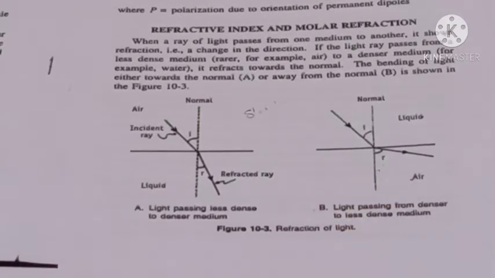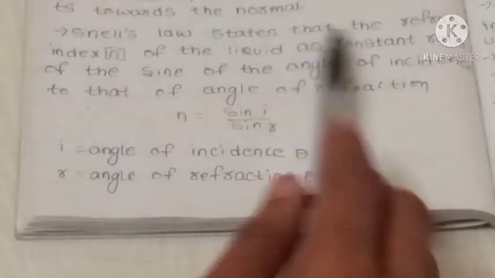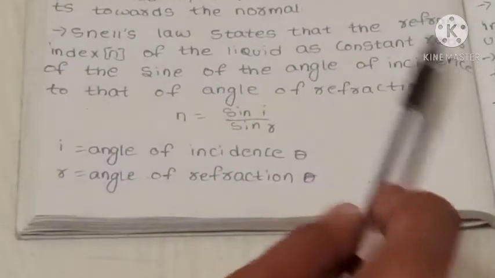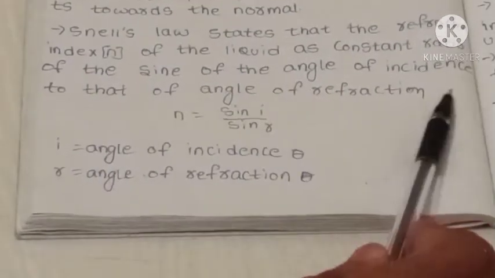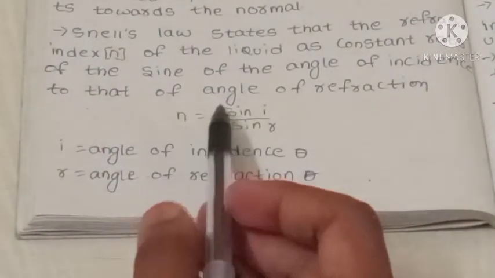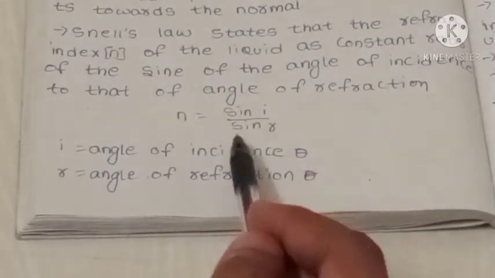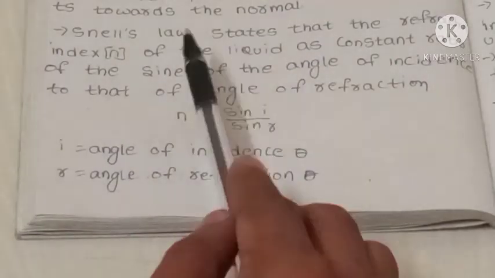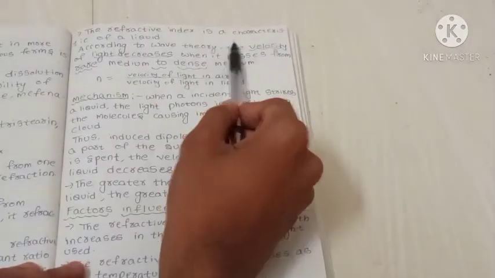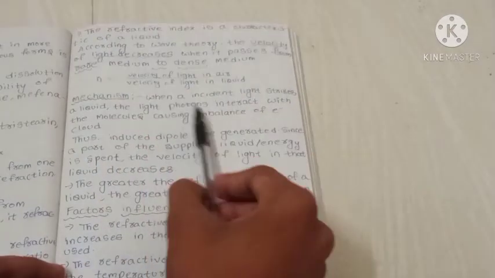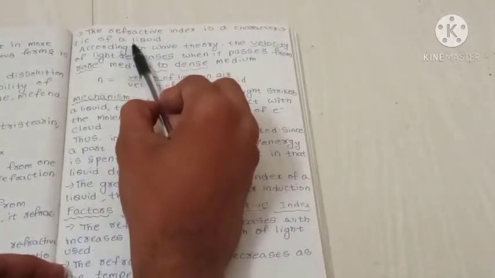Snell's law states that the refractive index of the liquid is a constant ratio of the sine of the angle of incidence to the sine of the angle of refraction. That means according to Snell's law, n equals sine I divided by sine R, where I is the angle of incidence and R is the angle of refraction. The refractive index is a characteristic of a liquid.